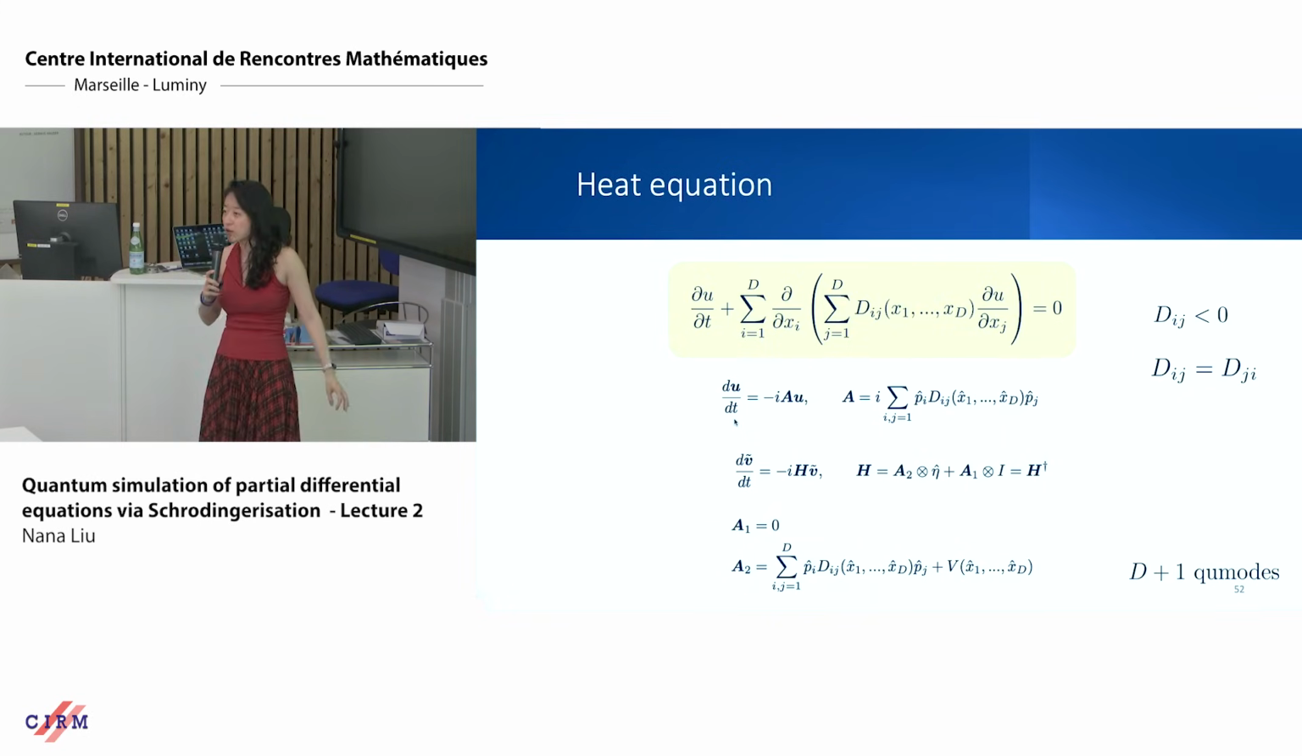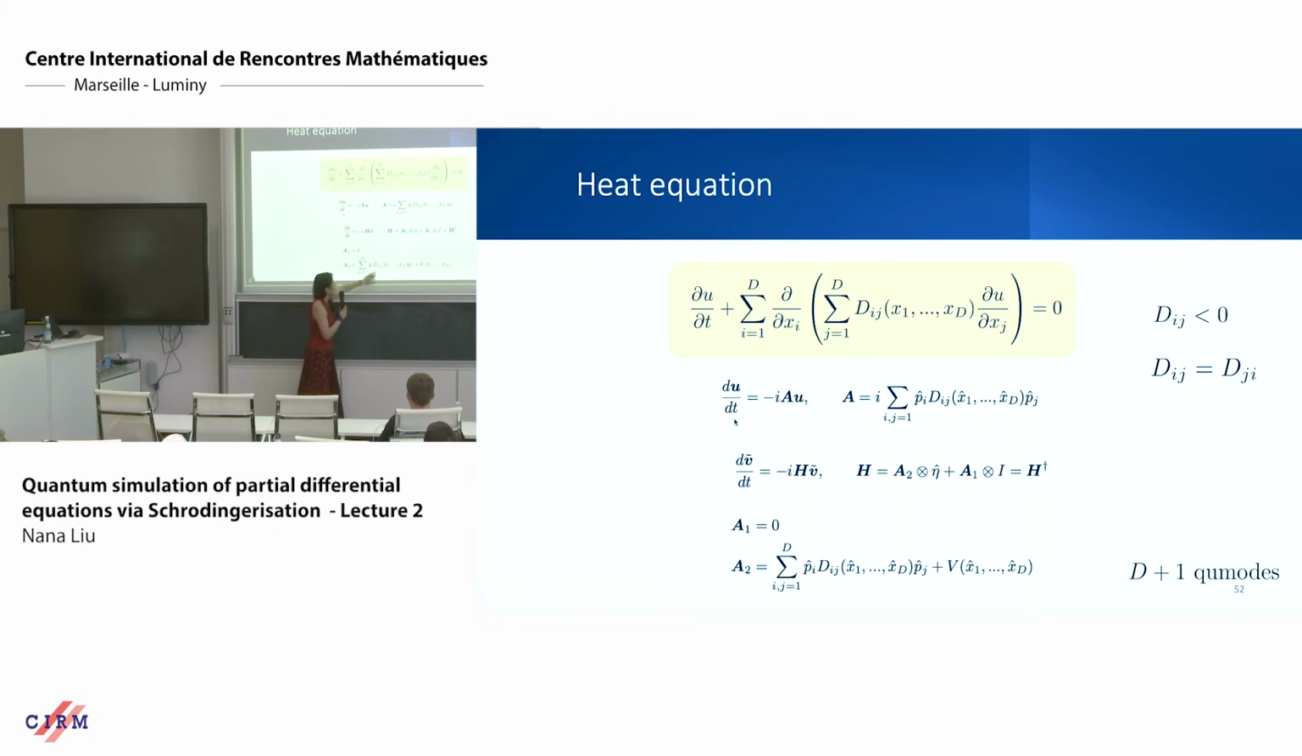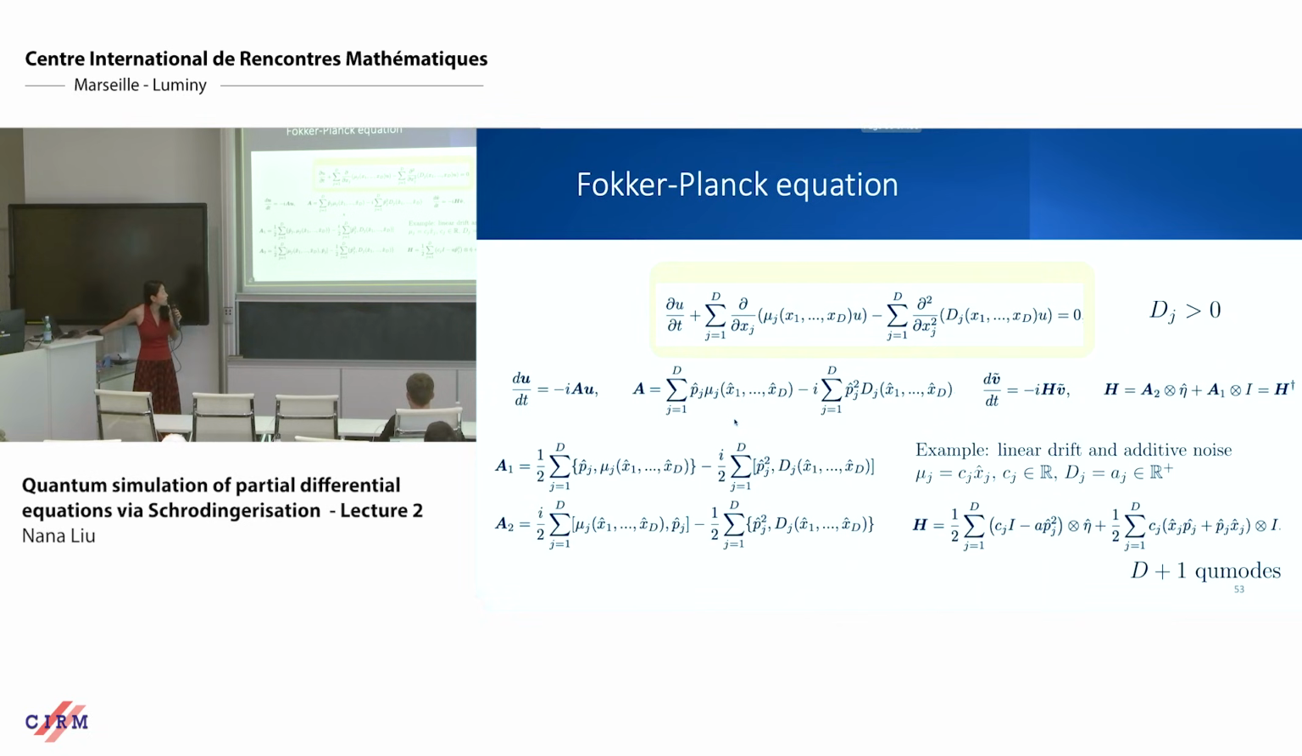All right. And this is an example of the heat equation where you have inhomogeneous diffusion coefficients. So you see now this can be a little bit more complicated, depending on how complicated the diffusion inhomogeneity is.